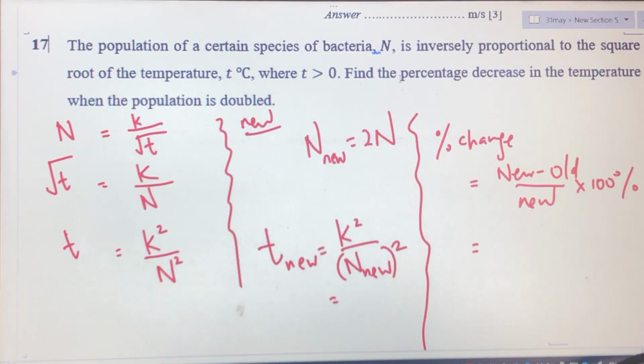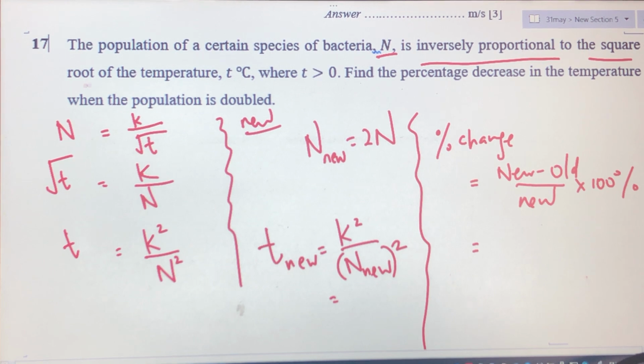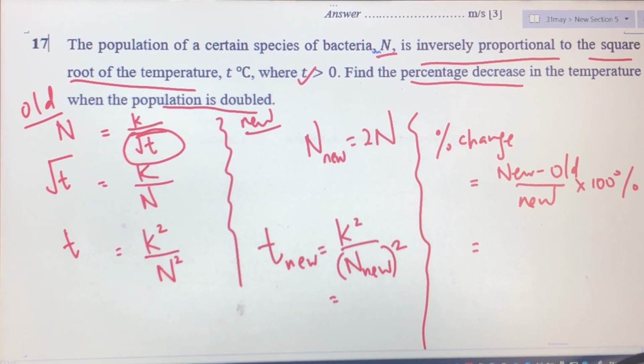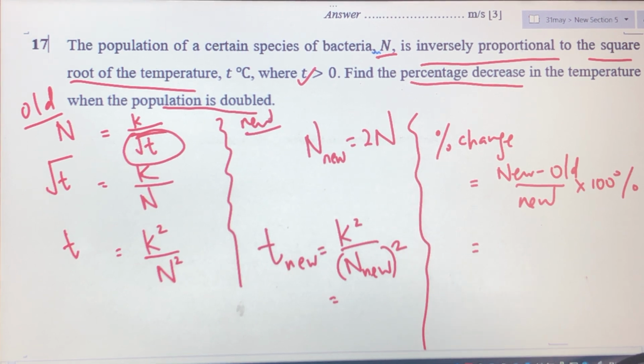Now, the next part is on proportion. It's a proportion question. Now, the population n is inversely proportional to the square root of t, where t is greater than 0. Inversely proportional means I throw it downstairs. Okay, find the percentage decrease in the temperature when the population is doubled. So there's an old value and there's a new set of values because the population is doubled. So the new population is 2n.